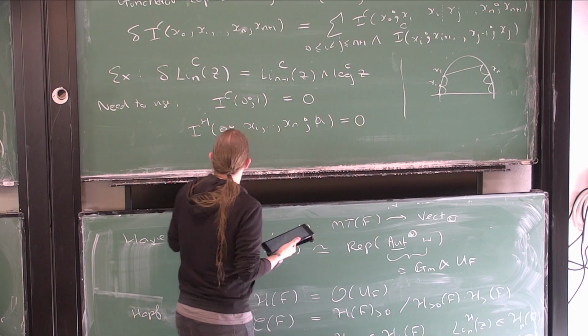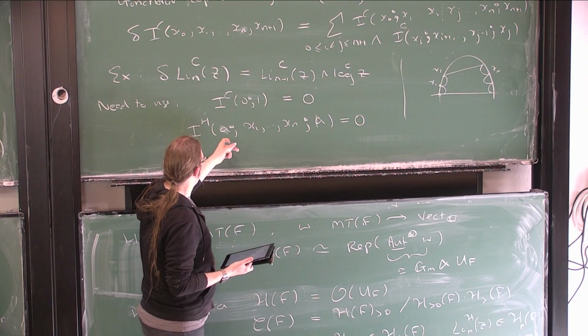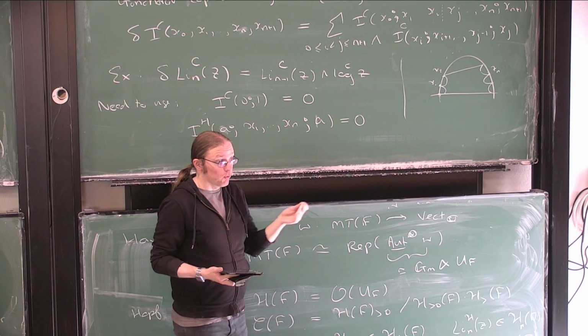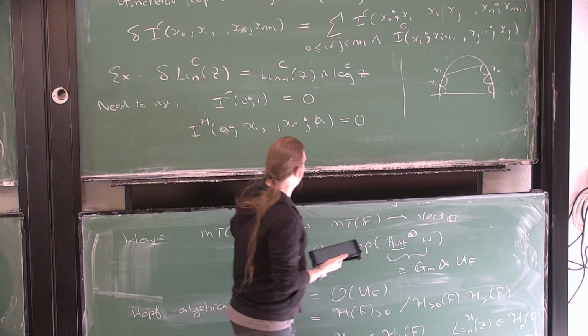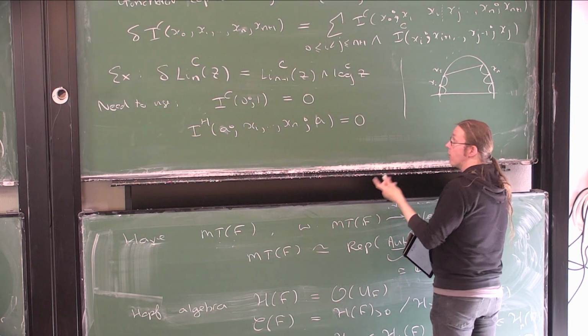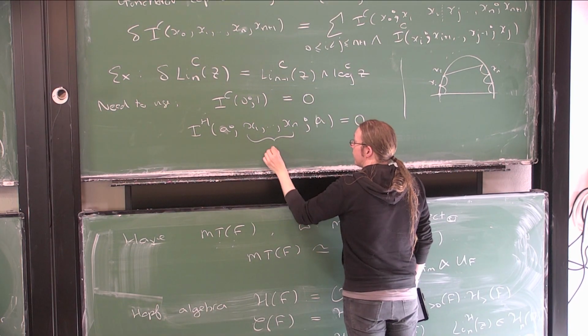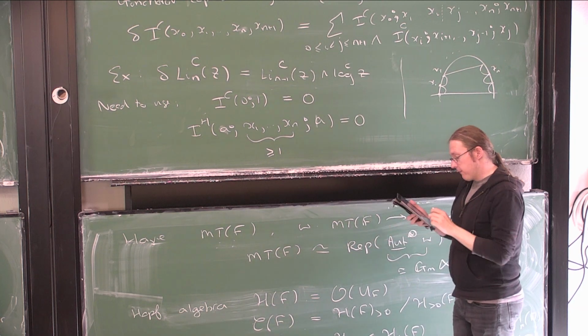For example, the integral, even in the Hopf algebra, that starts and ends with a, well, as an integral from a to a, that's 0. That's true even in the motivic Hopf algebra and certainly in the Lie coalgebra, at least if there's more than at least one thing there.